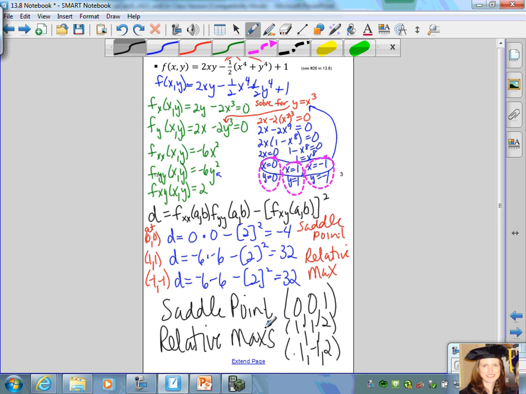Now this is a problem that is from the textbook. In fact, if you look at number 26 from section 13.8, you can see a picture of this, and it's nice to be able to look at the picture and just verify that we have a saddle point and 2 maximums.